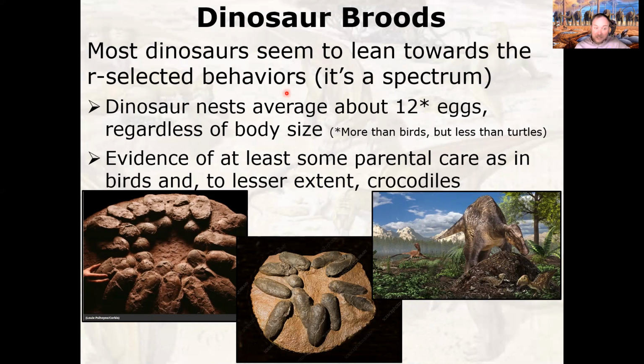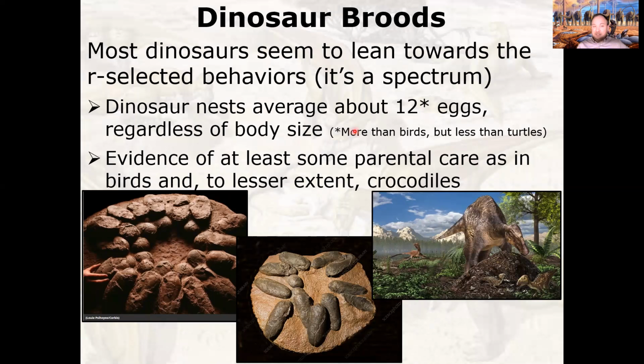Dinosaur nests average about 12-ish eggs. You can see that this is, I didn't count these, but it looks like about 12. 1, 2, 3, yeah, I think it is exactly 12. This nest is a little bit more though, but in general, that's kind of about the amount there. It's not a handful of eggs, and it's not hundreds of eggs. It's on the order of a dozen or so, maybe 2 dozen. And this is kind of true regardless of the body size, which is kind of interesting.